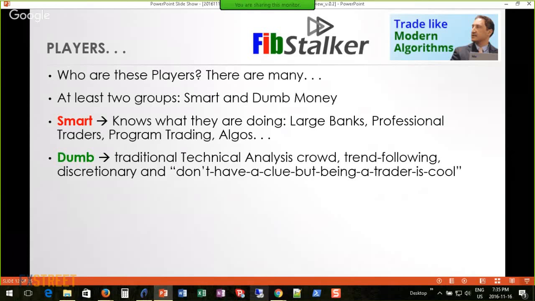The other group is the dumb money. These are the traditional tech analysis crowd, the trend following crowd, the discretionary trader, the people who believe that they can consistently trade the market only based on discretion. And what happens is that these people usually might have success at the beginning, and then they start getting into a streak of losses, and they recognize that they cannot choose a discretionary approach with the markets.